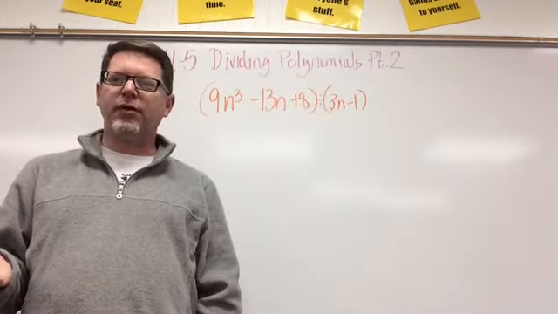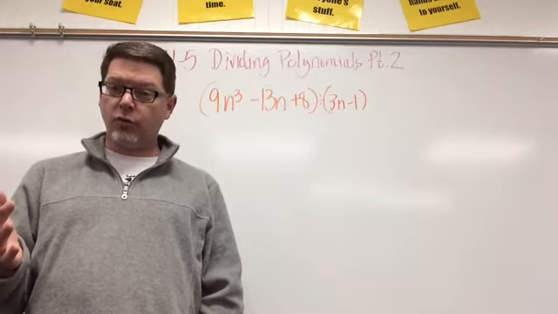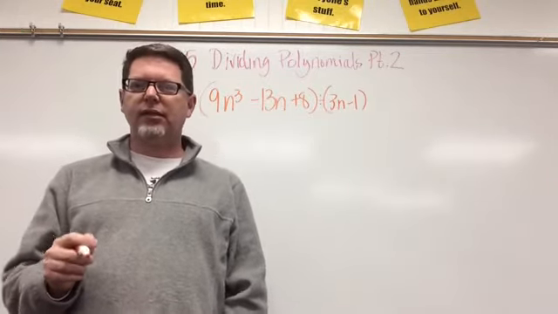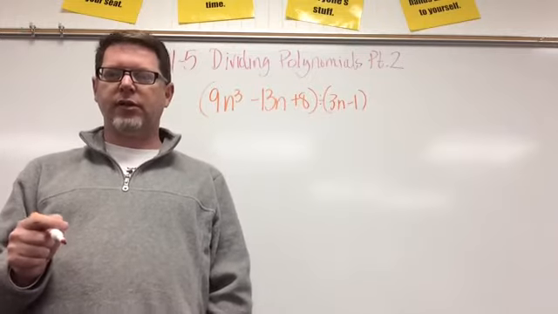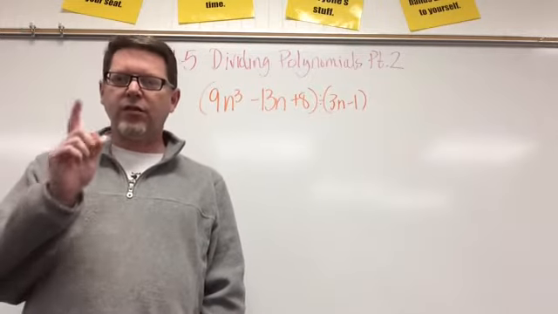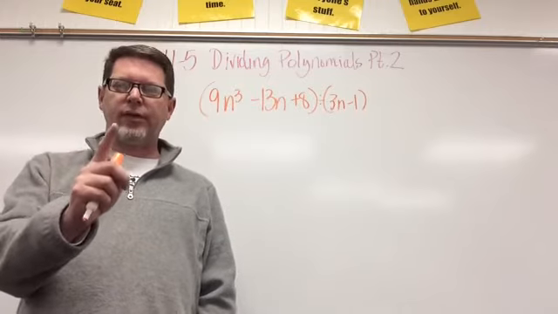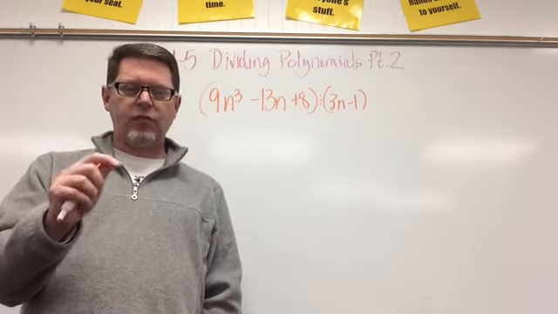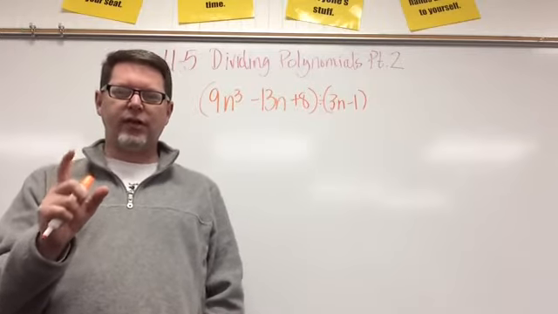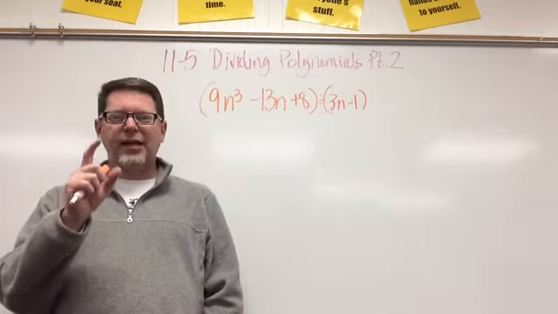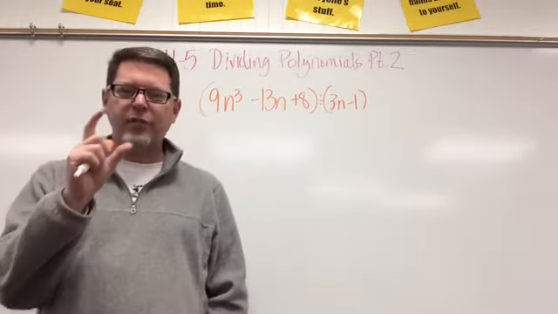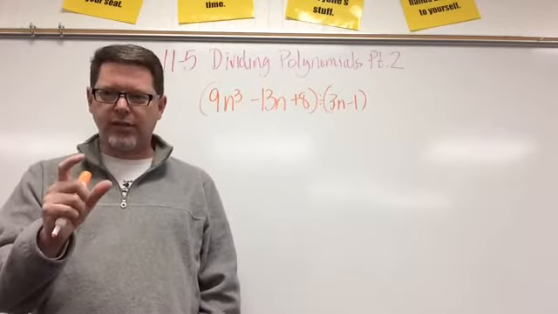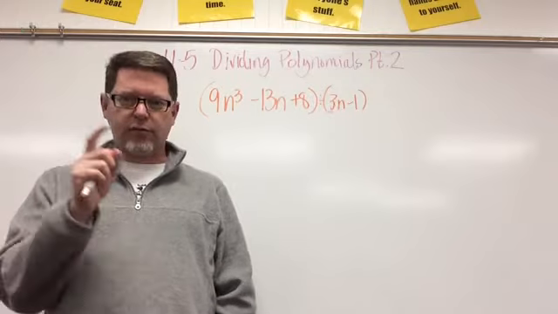Our next problem that we're going to look at is 9n cubed, notice the cubed, minus 13n plus 8 divided by the quantity of 3n minus 1. Now, you'll notice as you look at that 9n cubed minus 13n plus 8, we're missing something. We're missing the n squared. And it's okay that we're missing the n squared, but we have to leave a space for it under the division symbol. Here's what I mean.